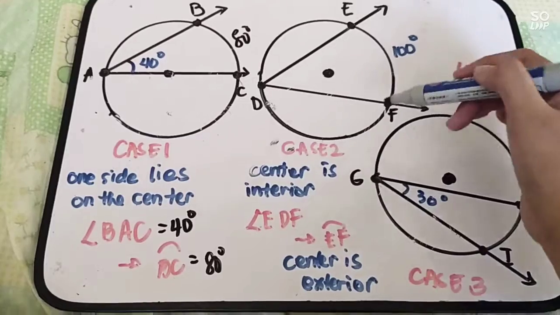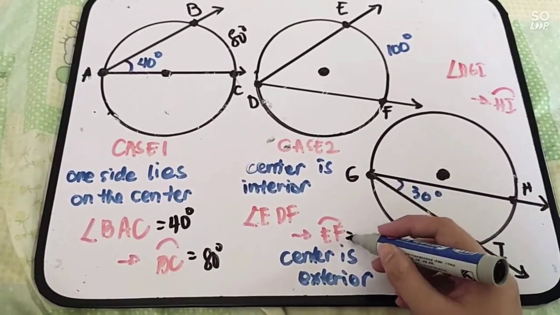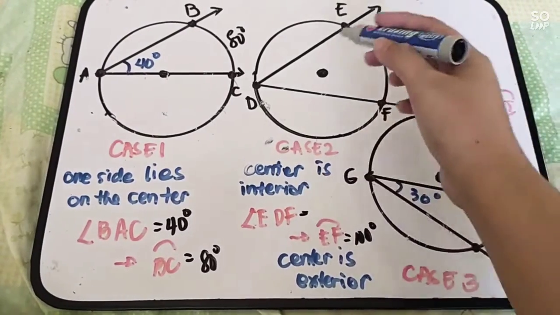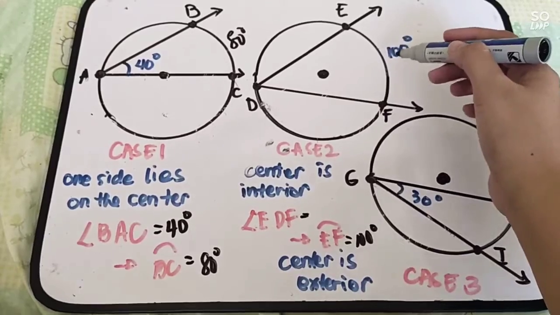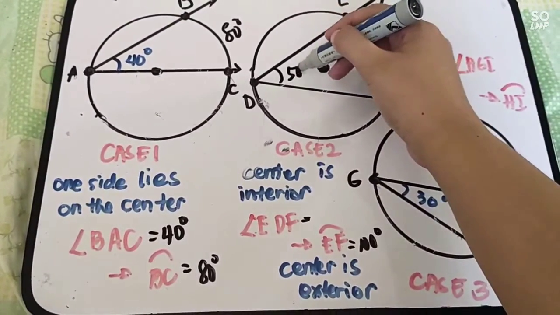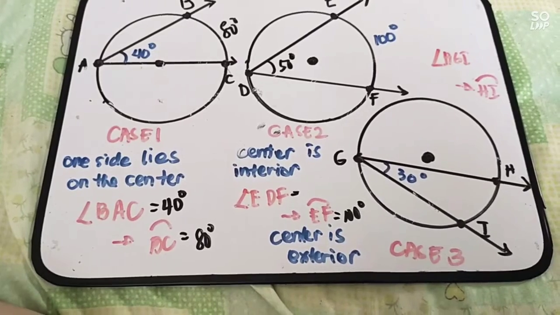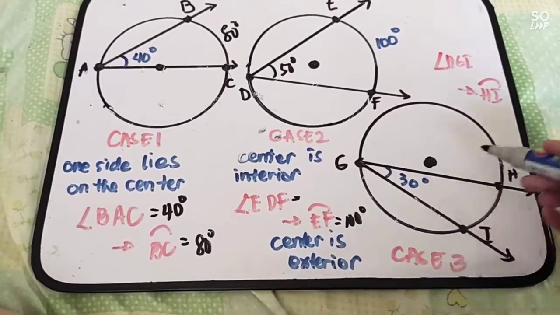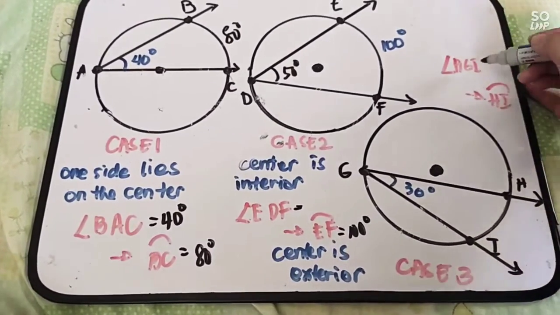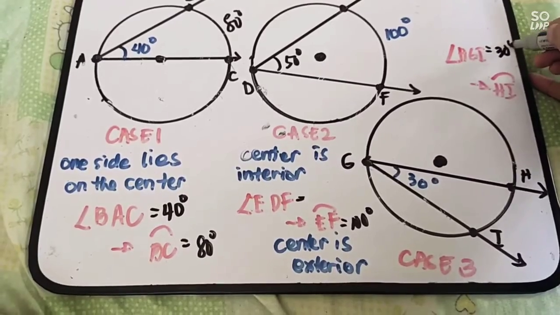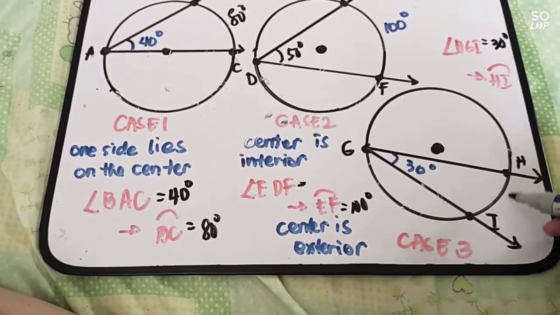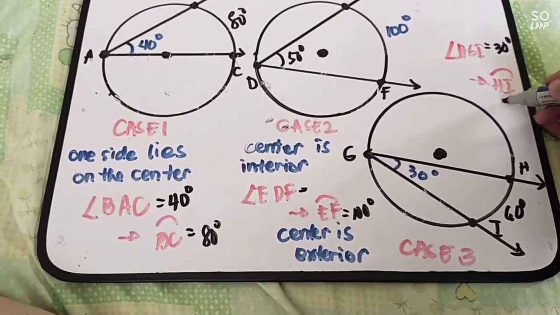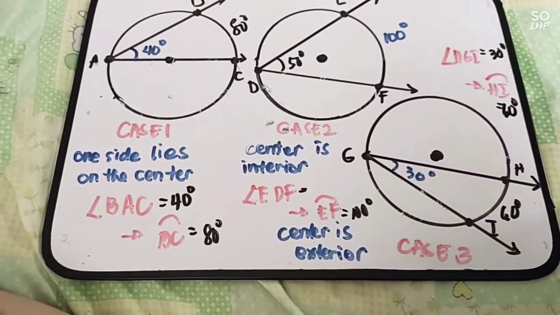Next tayo, angle EDF. Ang given natin ay si arc EF. Si arc EF daw po is 100 degrees. Therefore, what's the measurement of angle EDF? Anong kalahati naman ni 100? The answer now is 50 degrees. Ganun lang po kasimple si inscribed at saka si intercepted arc. Next, this one. Si angle HGI daw po is 30 degrees. Okay, now what's the measurement of HI? So, multiply it by 2, the answer is 60 degrees. So, HI is equal to 60 degrees. Is it clear?